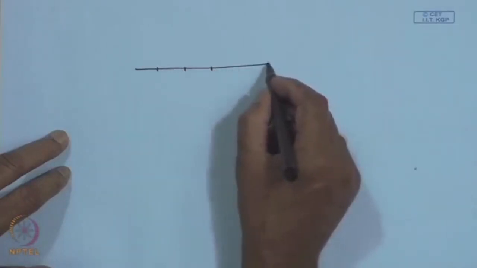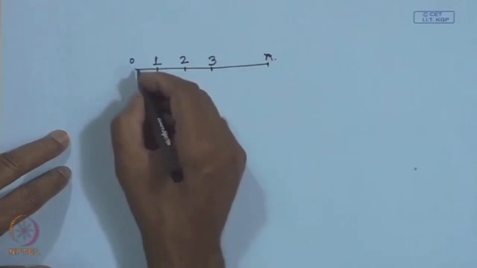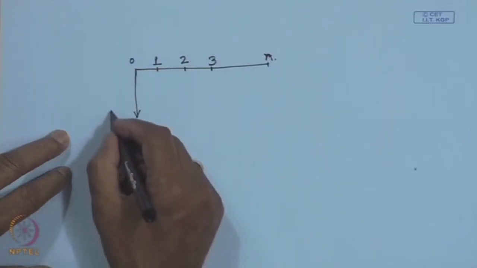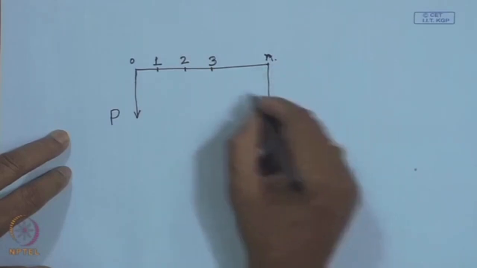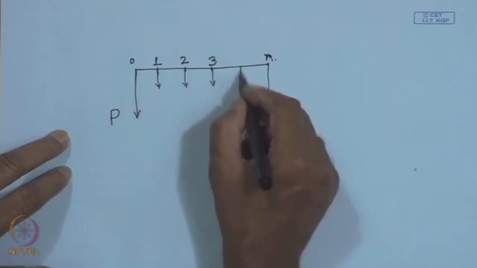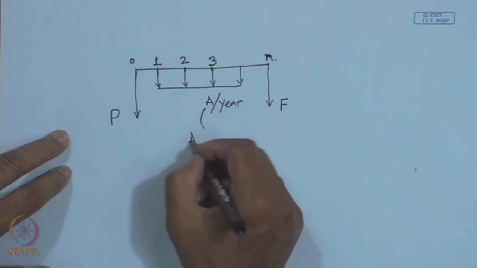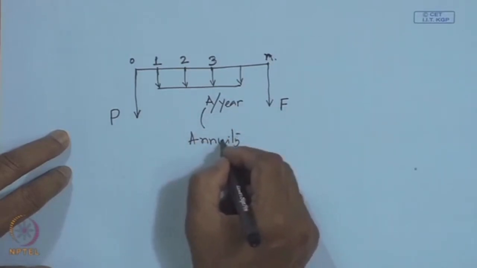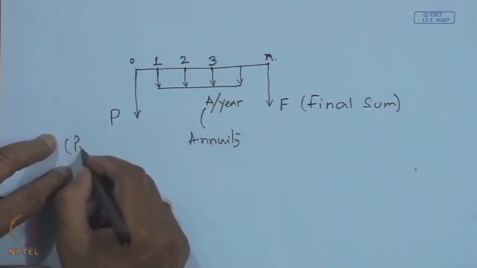So, for example, a cash flow could be in this fashion. These are different interest periods, starting with 0, this is 1, this is 2, 3, and then a payment made here is P, and payment made here at the end of the n number of interest periods will be called F, and equal payments will be called A per year, or annuity A, F for final sum, and P for principal sum.